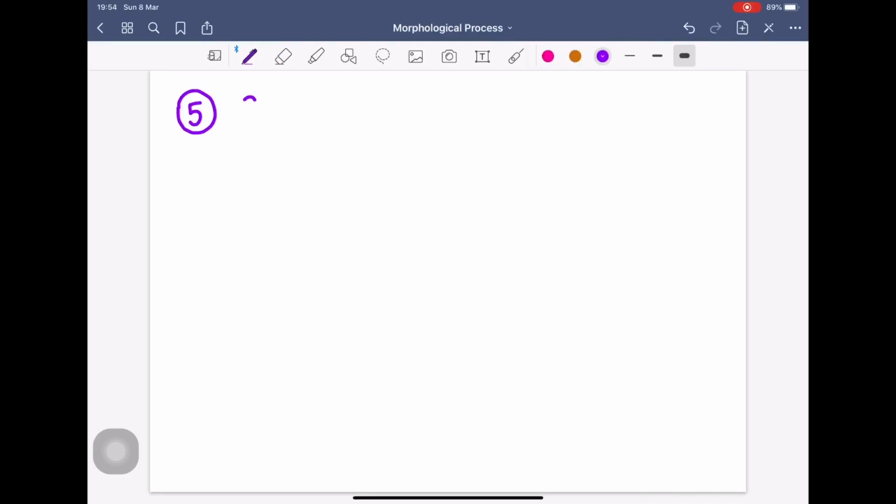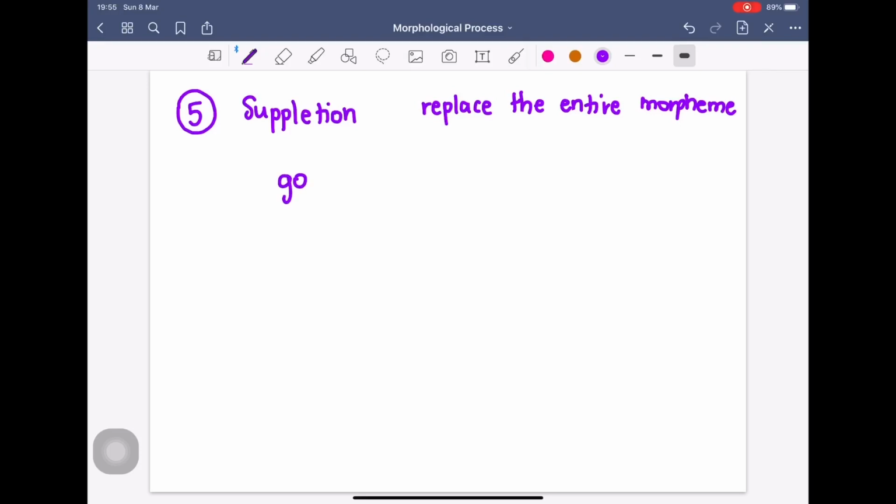Next, in number 5, we have suppletion. For suppletion, we are replacing the entire morpheme. So it means that there must be something totally different. For example, if we have the word go, and we use the process of suppletion, then we don't replace only one vowel, but we change the whole word. We change the whole morpheme. So this is the infinitive, the present form. And then the new word will be the word went, and that is the past form, right?